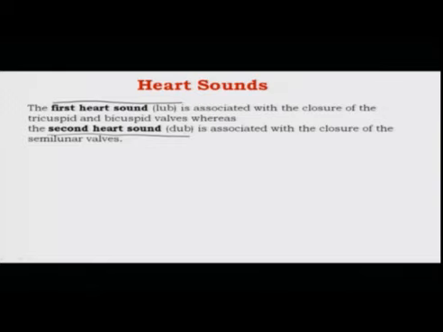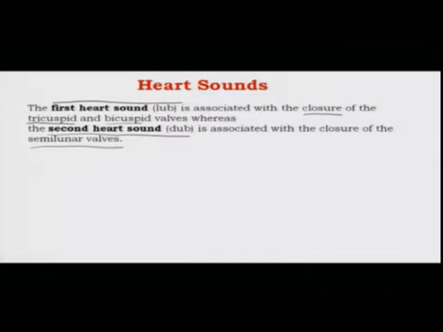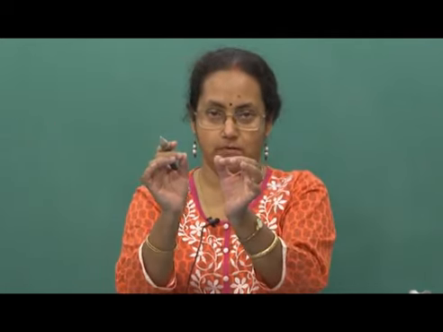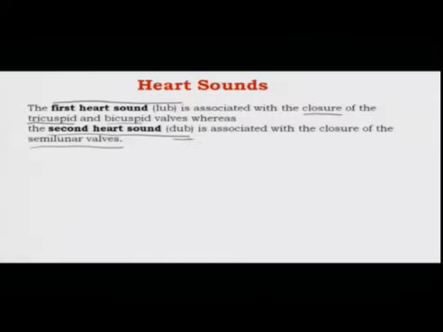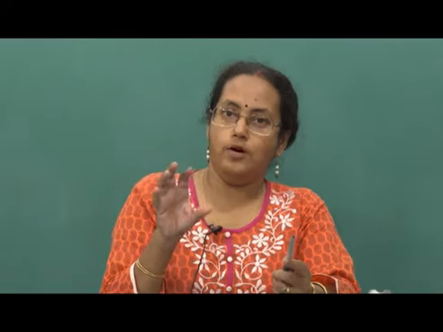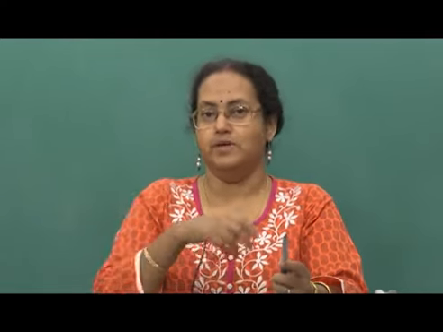What we are hearing is the closing of the valves. So, you hear the closing of the tricuspid and the bicuspid valves. When do they close? When the contraction of the ventricles begins. So, they close at that time, and that is the first heart sound, called the lub. And the second heart sound is associated with the closing of the semilunar valves. When the blood has been pumped out of the ventricles into the aorta and the pulmonary artery, the semilunar valves shut. This produces the dub sound. So, now you know the answer to the question, what are the lub and the dub sounds that you have been hearing in your heart.